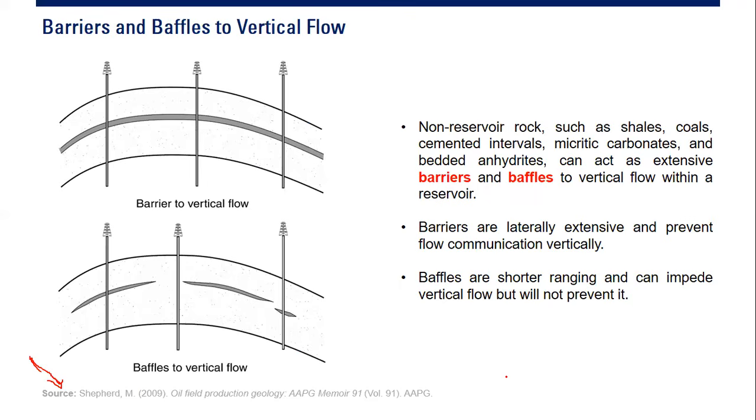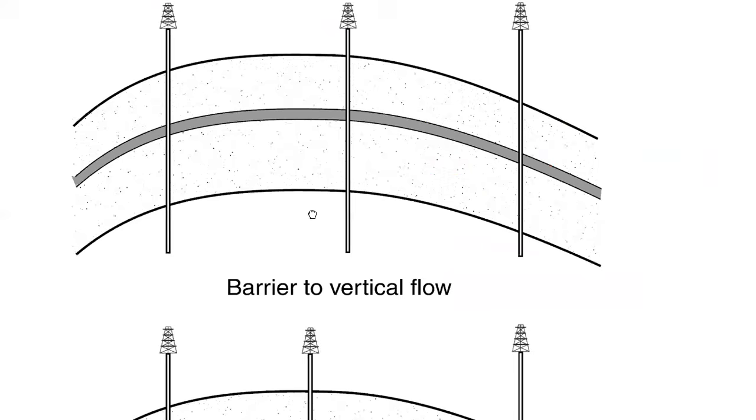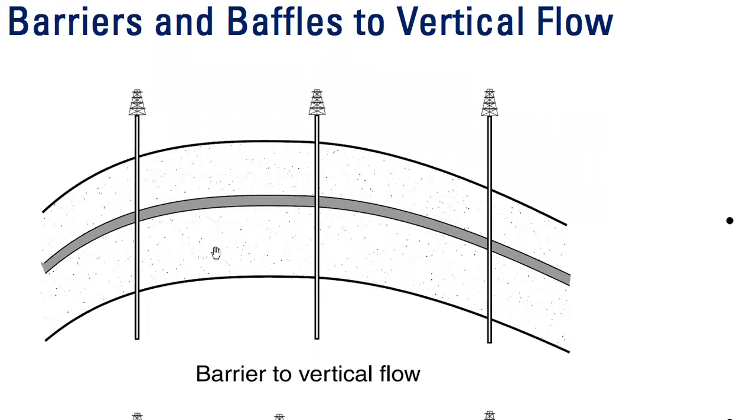First, I'm going to direct you to check this picture. The first one we have is barrier to vertical flow. We have wells. Of course, we have the reservoir. And then you see here the gray area, the gray zone, the gray layer. We call that barrier to vertical flow. And we can see that it is continuous.